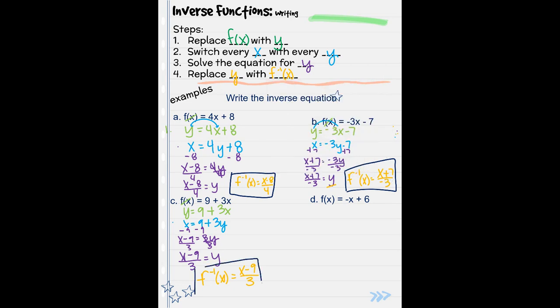Same steps over and over and over. Let me know if you have questions, but I want you to work that D on your own to see if you've got it down before you move on. All right?